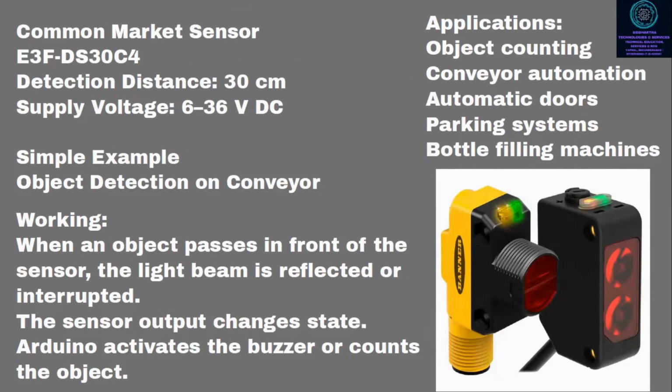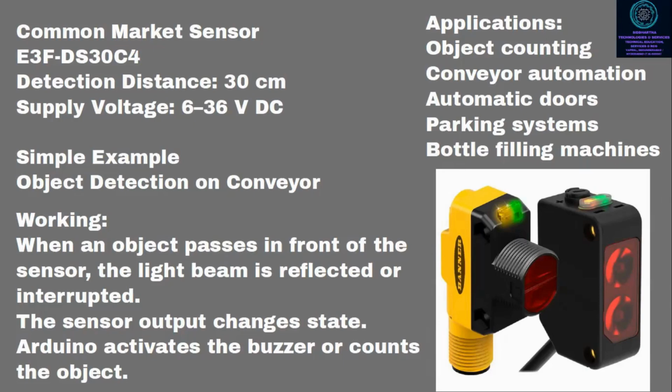The detection distance is 30 centimeters, very high detection. Supply voltage again the same. A simple example is object detection on conveyors in factories when transportation takes place on the conveyor belt. There the detection analyzes what type of material it is, whether liquid, solid or metal, moving on the conveyor belt.